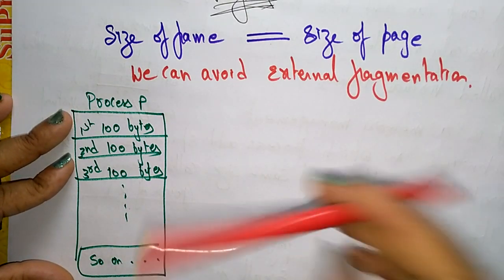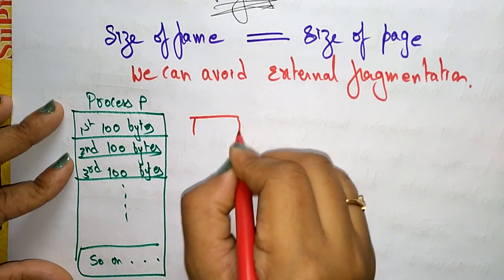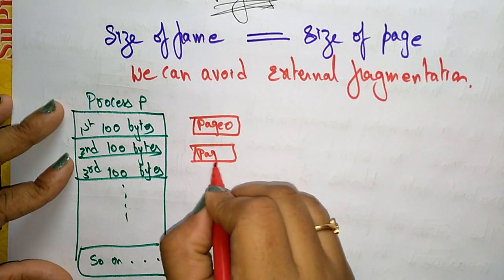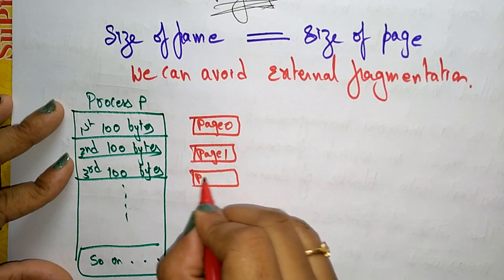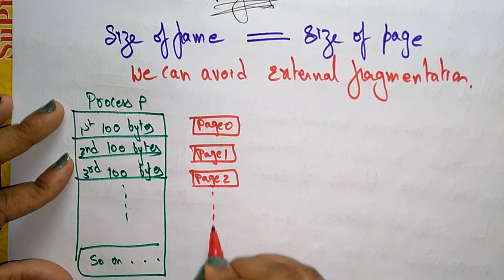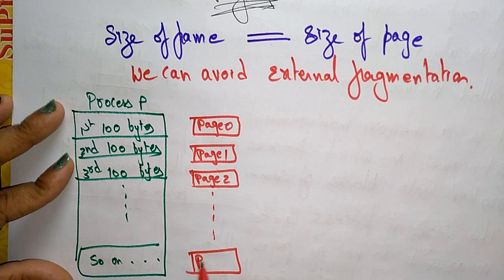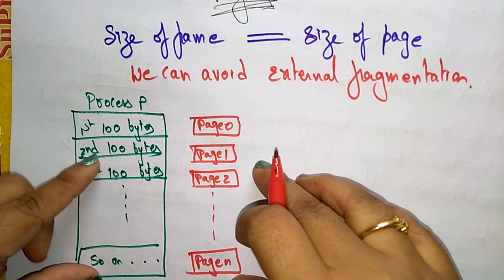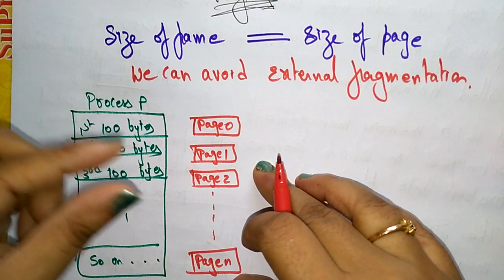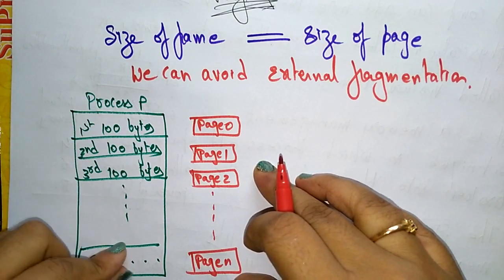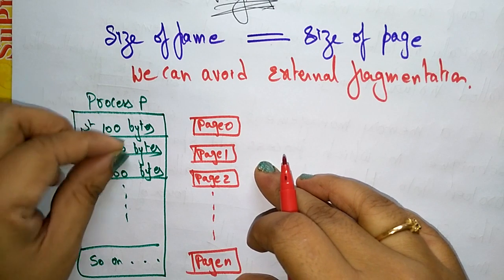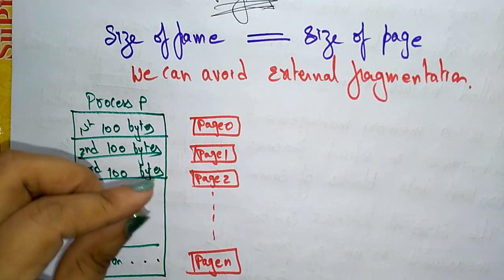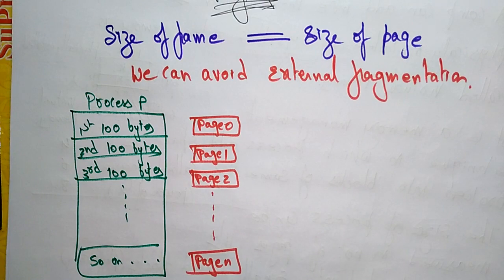So this you call page 0, page 1, page 2, up to page n. I think you understand the concept of a page. In a single process, we are dividing it into slots of fixed size. Those are the pages. These pages have to be stored in main memory. So how is it possible?